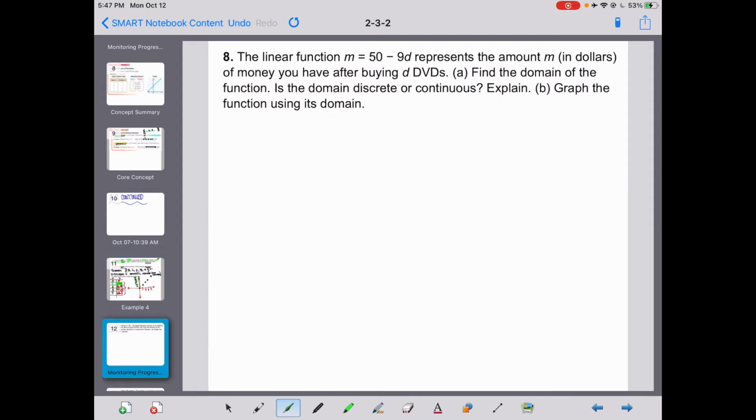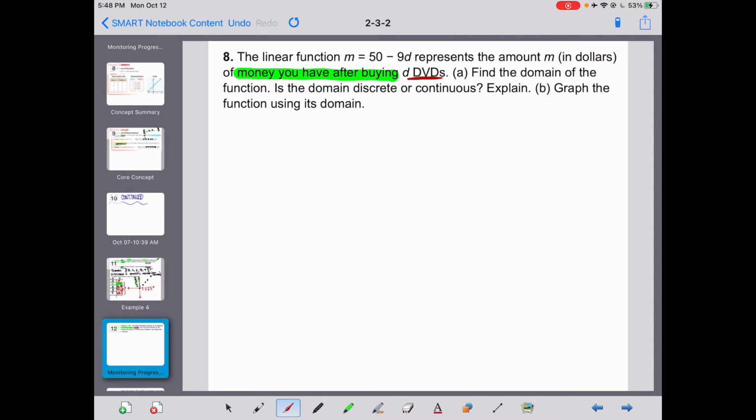Go ahead and read the next problem. You can try it on your own, or you can keep the video playing to learn about it a little more. So the linear function m is equal to 50 minus 9d represents the amount m in dollars of money you have after buying DVDs. Find the domain of the function. Is it continuous? Is it discrete? And then we want to graph again. So we have a function, and it's representing how much money I have after I buy DVDs. So if I have a certain amount of money, the more DVDs I buy, the less amount of money is going to be in my pocket.